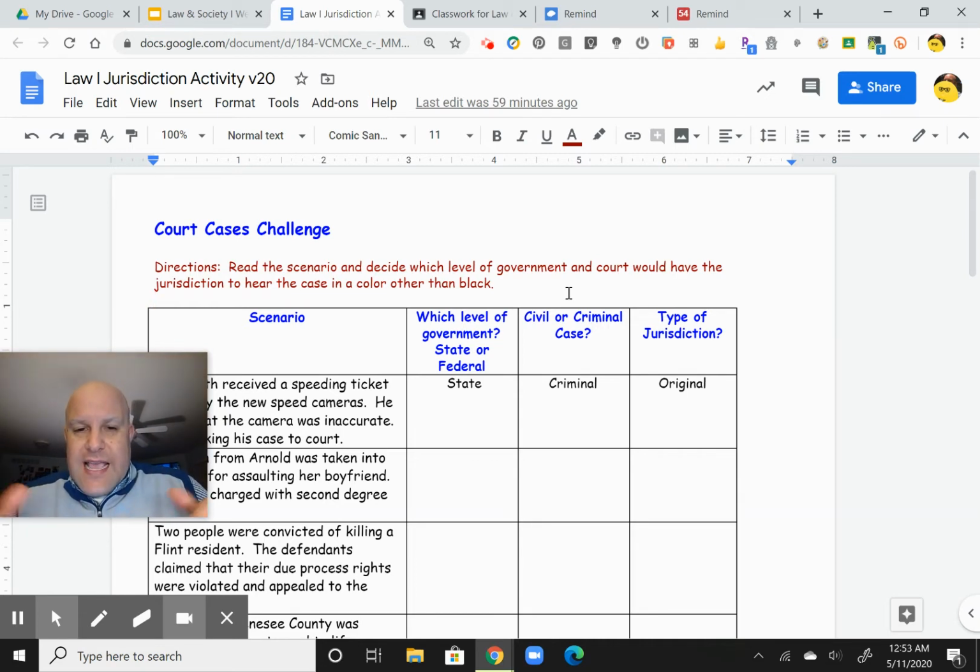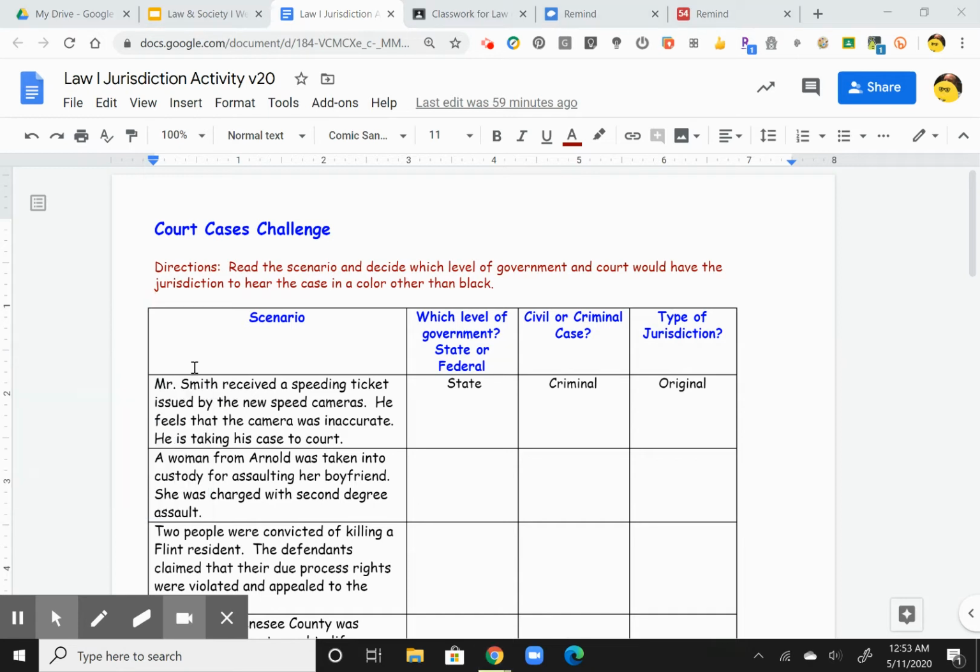So our activity today is to look at different real life scenarios, determine the level of jurisdiction, and decide which court would have jurisdiction, or the ability to hear the case. I'm going to go through a couple of these, not all of them, a couple of the more difficult ones. I do the first one for you.